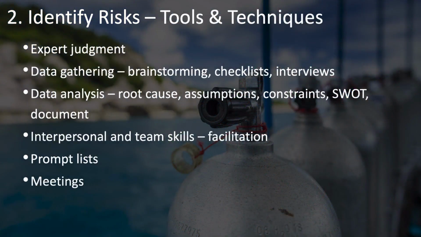Tools and techniques for identifying risks include expert judgment, of course, data gathering techniques such as brainstorming and checklists and interviews, data analysis techniques such as root cause analysis, assumptions analysis, looking at constraints and other documents, as well as doing some SWOT analysis. You'll want to employ some interpersonal and team skills, particularly things like facilitation. And you can also use prompt lists and, of course, meetings.